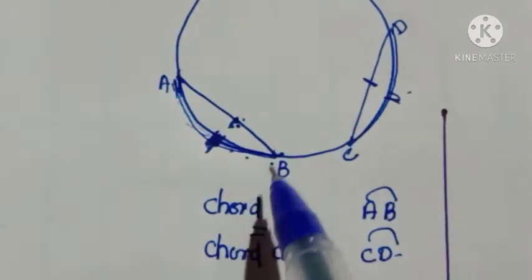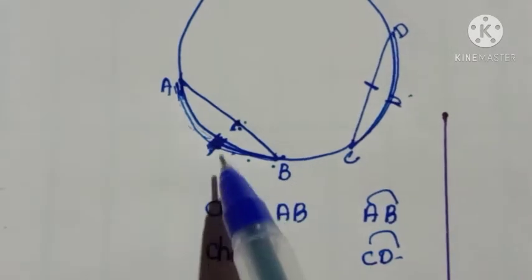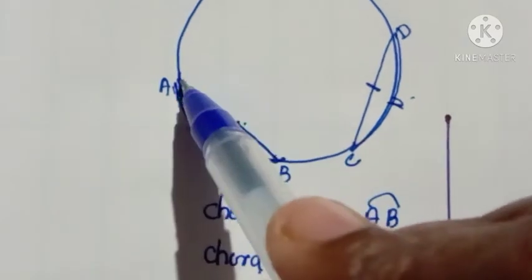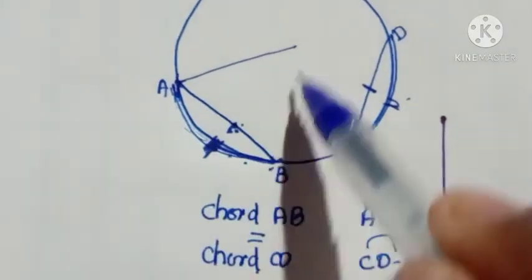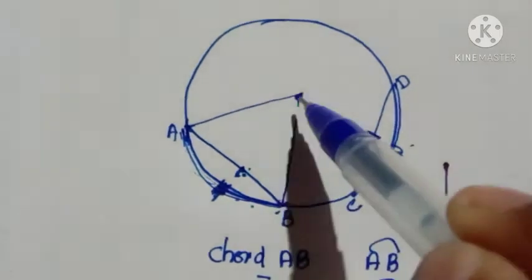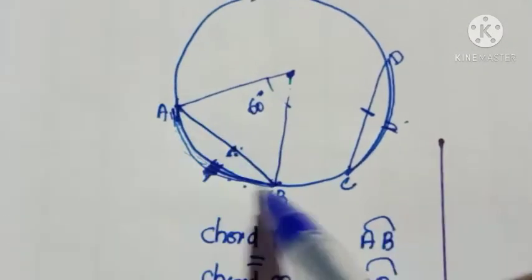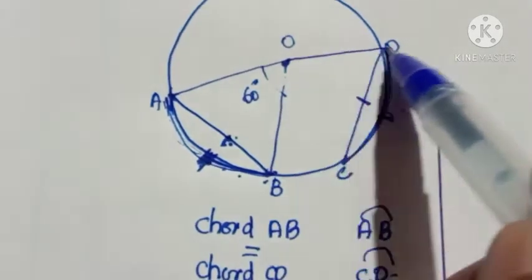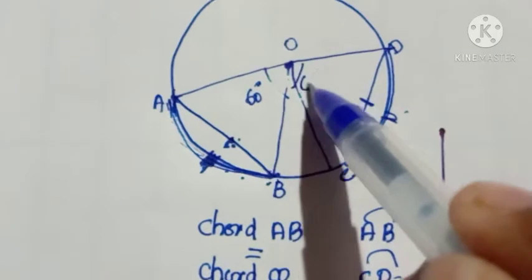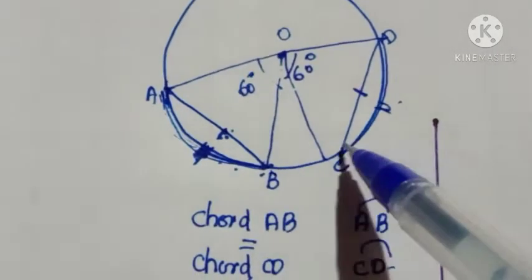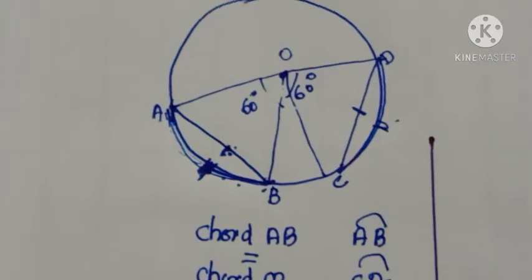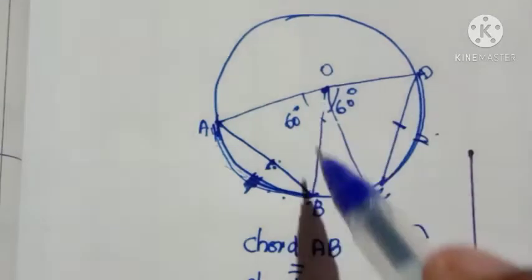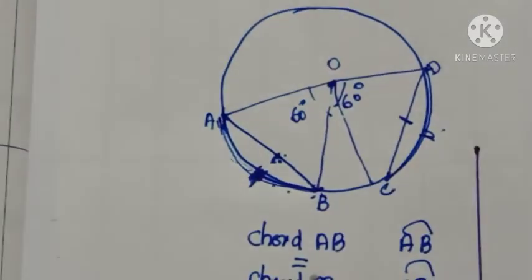Another result: congruent arcs mean equal arcs, and equal arcs subtend equal angles at the center. Suppose arc AB makes an angle of 60 degrees at the center. Then we can say that arc CD also makes 60 degrees at the center, because arc AB and arc CD are equal. Is it clear? In between the problems, we will consider these results, so learn them well.